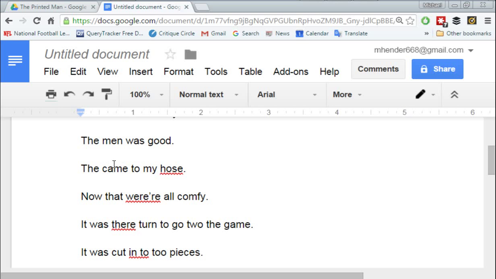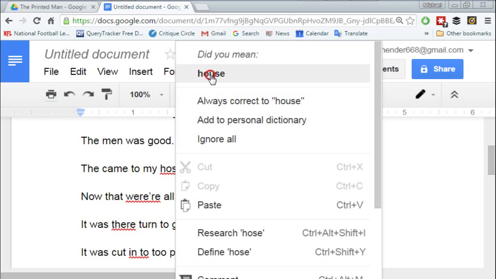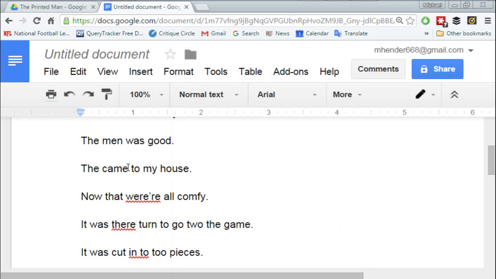Okay, same thing. So they came to my house. The hose should be house. Here's something that nobody catches. None of the software catches, and this is murder. The came to my house. And there are other examples of this, but this is a good one.